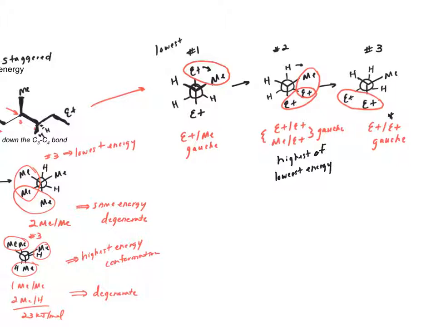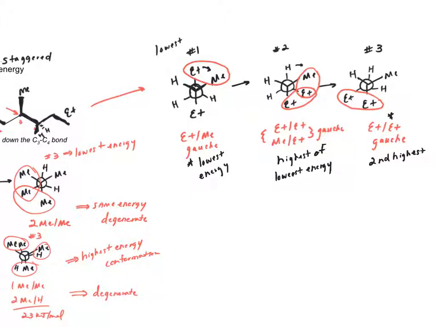This would be second highest because it's ethyl, ethyl. And then this guy would be the lowest energy conformation because it only has one gauche interaction. It's an ethyl-methyl gauche. Okay?